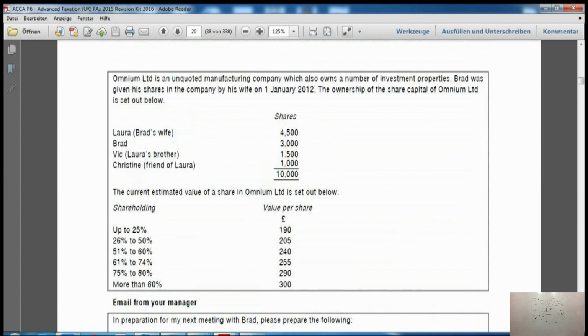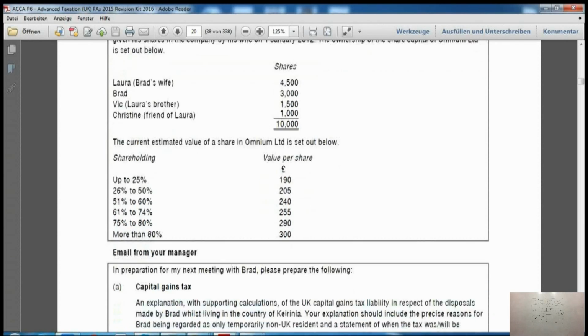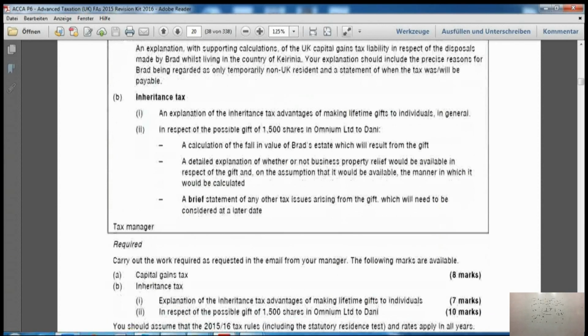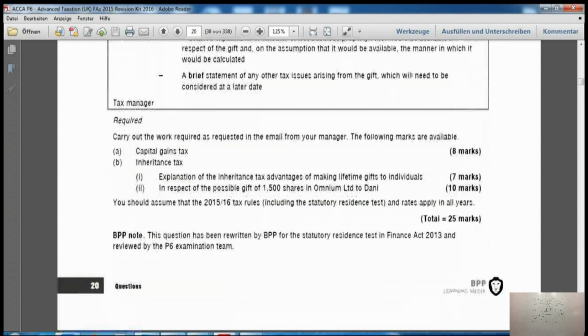Brad was given his shares in the company by his wife on 1st of January 2012. Now the minimum ownership period is, I think, also fulfilled. Alright, so these were the conditions which we will have to see: which shares he owns, how much, how long, what's his percentage of holding in the company, and all that. So when we see, this is also absolutely free marks, as you can see. It is also exactly the same thing which you have just seen.